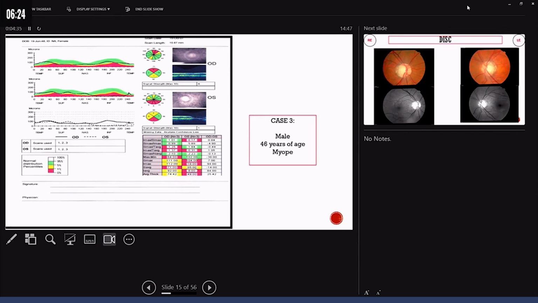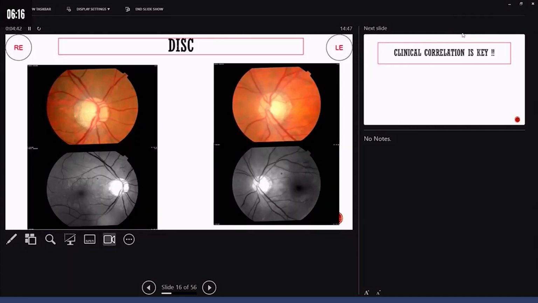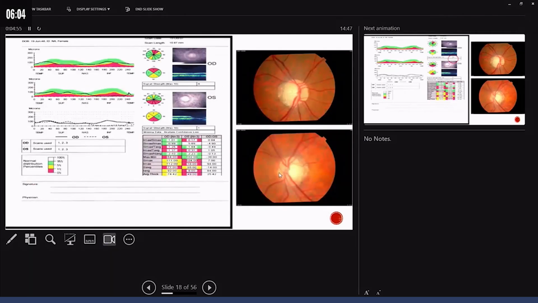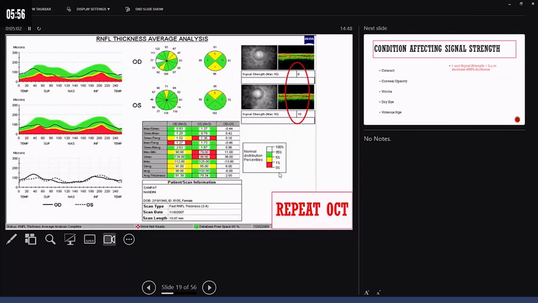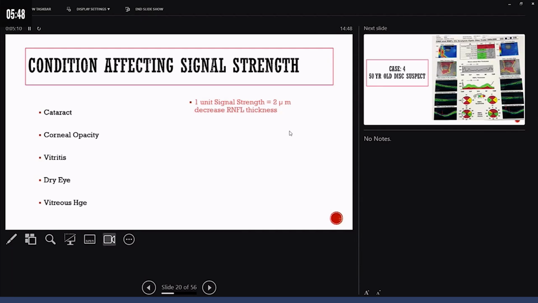I'll share a few cases. This is a patient, you can see the RNFL thickness superior, inferior in the right eye and left eye. There is gross thinning. But if you see, the disc looks pretty okay. It's more of a temporal slope in the right eye and a temporal slope in the left eye, not clearly matching with your disc finding. If we go back to the report, you see the scan quality is 4 and 1, which is much less than the acceptable limit for the Zeiss machine. The same patient, when repeated, you can see the scan quality is better and the reports are almost normal. So signal strength is a very, very important criterion.